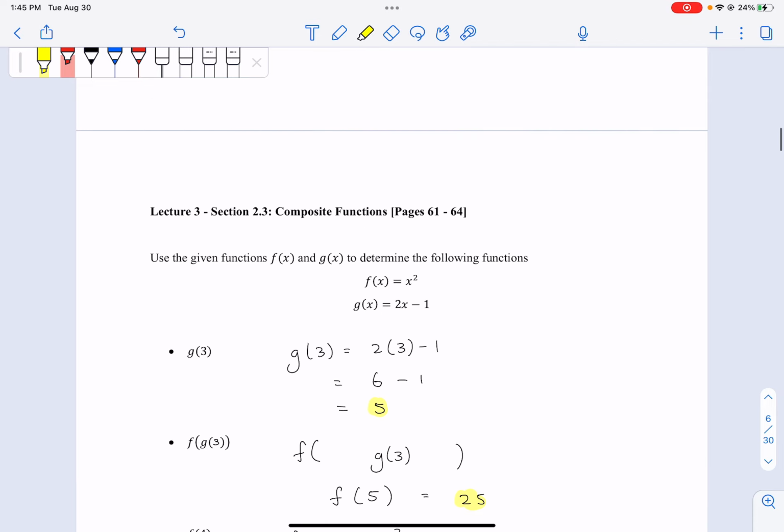The whole idea of a composite function is you solve for one function, and then you take that answer and plug it into another function.